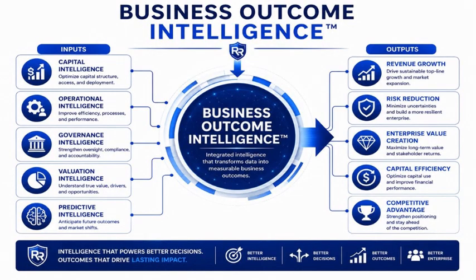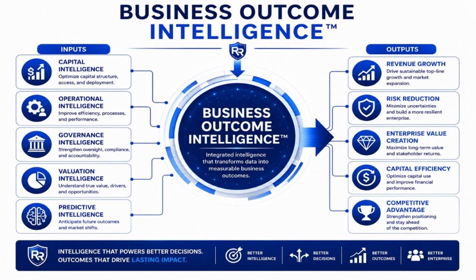Business outcome intelligence is the larger vision. Riskready OS is not only trying to help businesses complete tasks, it is designed to help businesses improve outcomes. Those outcomes include revenue growth, risk reduction, enterprise value creation, capital efficiency, and competitive advantage. The system brings together capital intelligence, operational intelligence, governance intelligence, valuation intelligence, and predictive intelligence. That combination allows Riskready OS to move from diagnosis to decision support, and from decision support to measurable business impact.